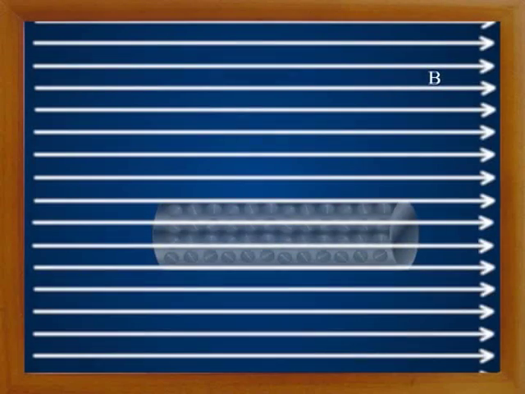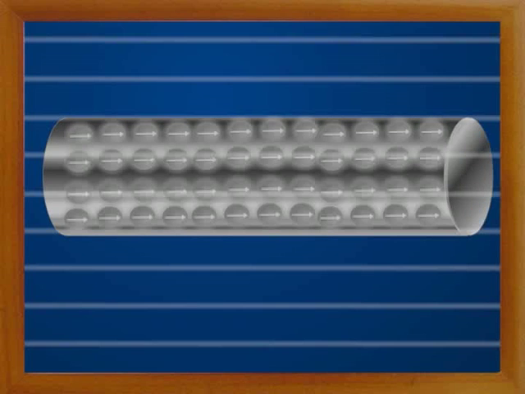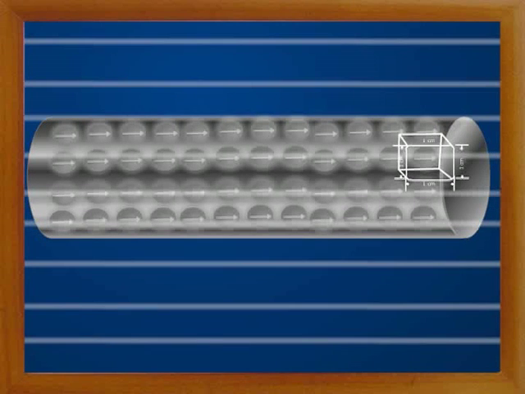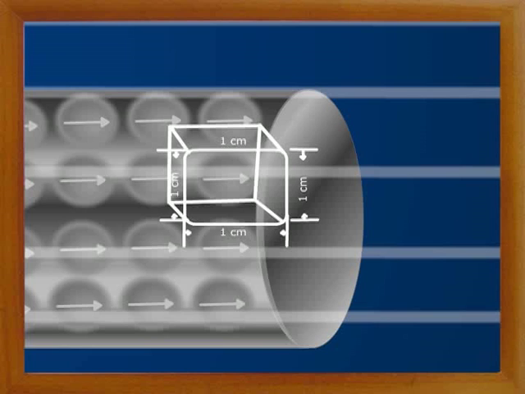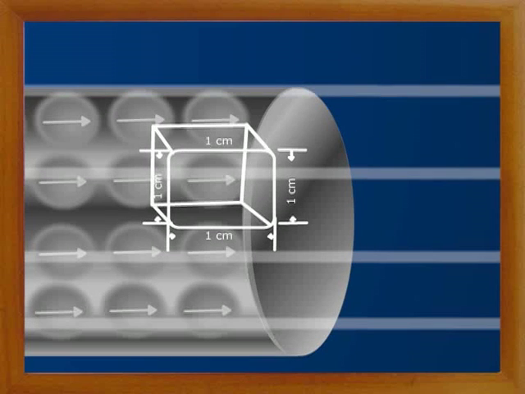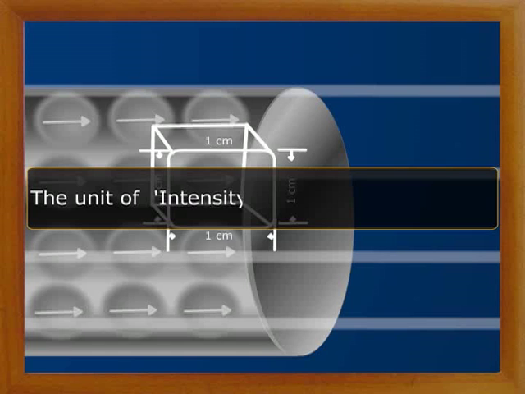In general, when a substance is placed in a magnetic field, the atomic magnets tend to align themselves parallel to the direction of the applied field. Therefore, the substance as a whole acquires certain magnetic moment. Intensity of magnetization: the magnetic moment acquired by a substance per unit volume is defined as intensity of magnetization I. The unit of intensity of magnetization is ampere per meter.